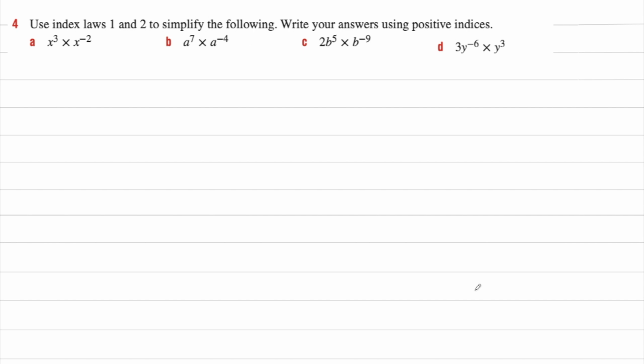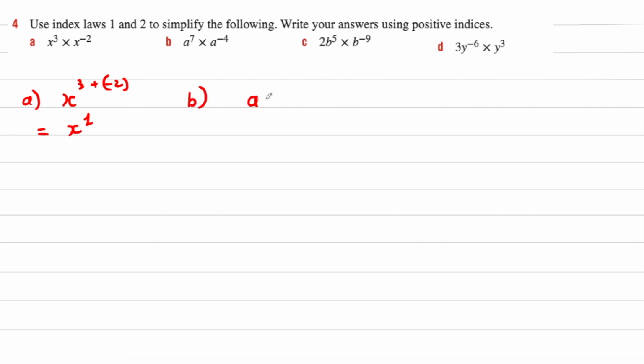Question 4. You got this expression and you should simplify it. The first one, 3 and minus 2. So how can you write out this one? 3 plus minus 2. 3 plus minus 2 means 3 minus 2 is equal to 1.